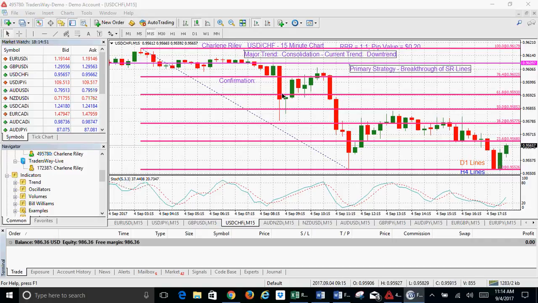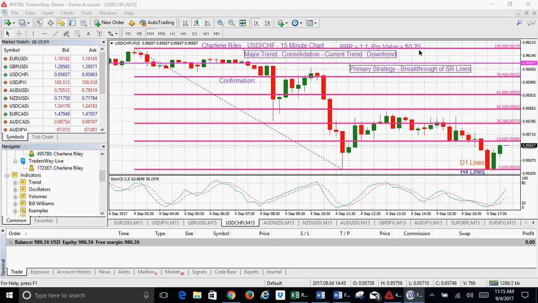I am on the USD Swiss franc 15-minute chart. My risk reward ratio is 1-to-1, and my pip value is 20 cents per trade. Right now, the market had been in an overall downtrend, but I'm currently seeing the start of an uptrend. So what I'm looking for is a break above this 95680 line, which would then make me enter into a buy.